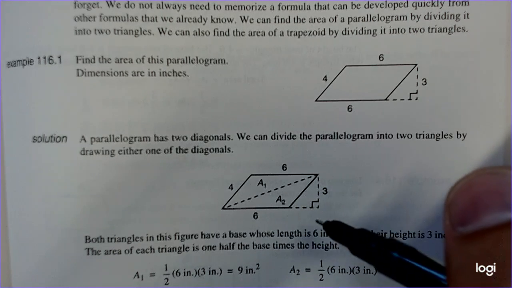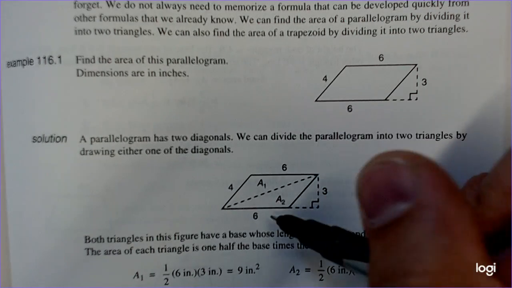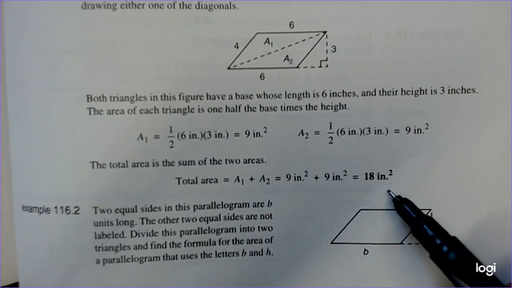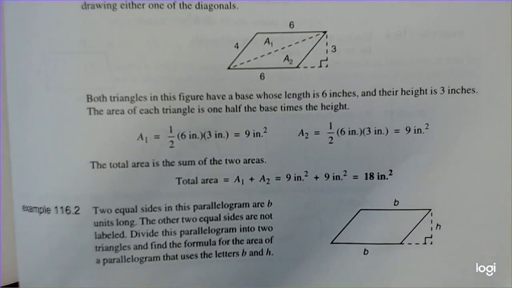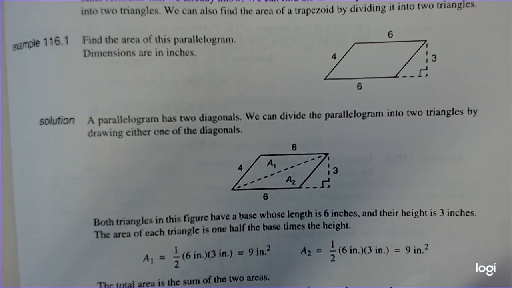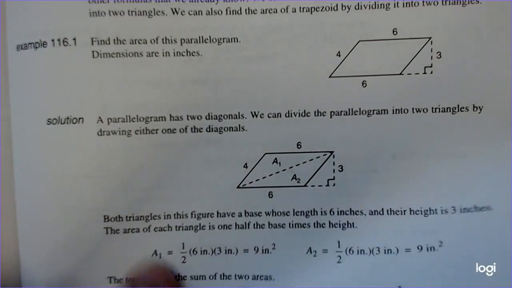Or sorry, the height is 6. Here the height is 3. So the area of this parallelogram would be 6 times 3, which would give us a total of 18 inches squared. Great. So the reason why we bring all this up and we go over the two diagonal triangles thing is so that we can learn how to find the area of a trapezoid.